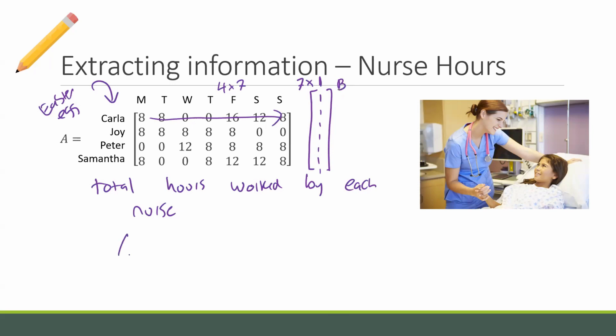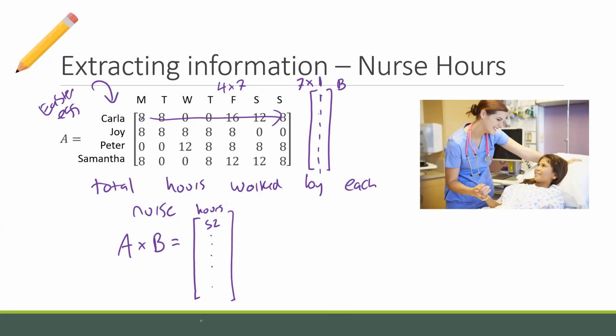So if I take matrix A and multiply by matrix B, I will get a matrix which has all of the hours in it. Why? Because if I go 8 times 1, that gives me 8. 8 times 1 gives me 8. So 8 plus 8 plus 0 plus 0, 16 plus 16 is 32, 32 plus 8 is 40. So we're going to have 52 for the first value, and so on and so forth.